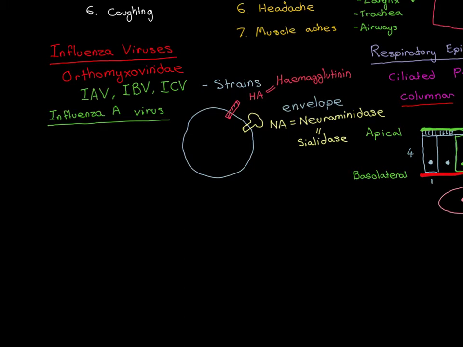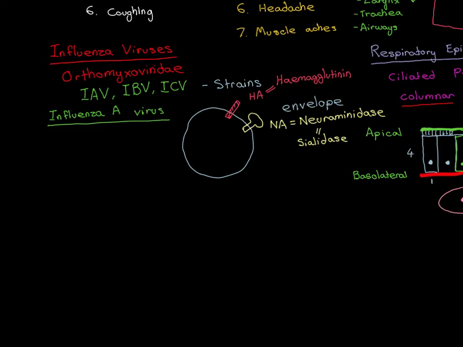And again, I've drawn one neuraminidase there. In reality, you'll have loads of them. Not quite as many as you have of hemagglutinin. I think the ratio is usually quoted as you have 4 times the amount of hemagglutinin as compared to neuraminidase, but you still do have lots of neuraminidase proteins in the envelope of the influenza A virus.